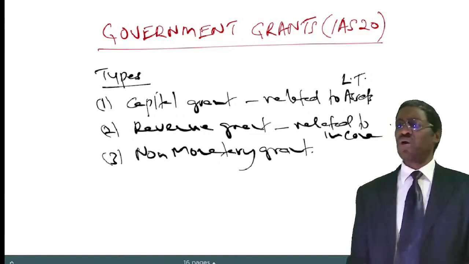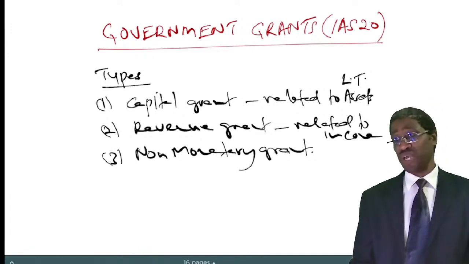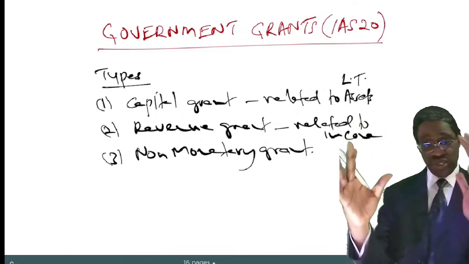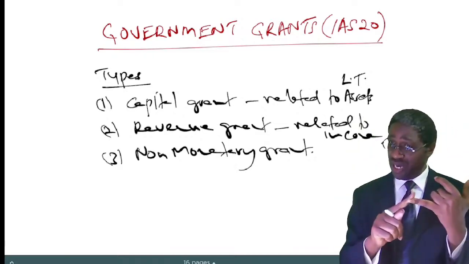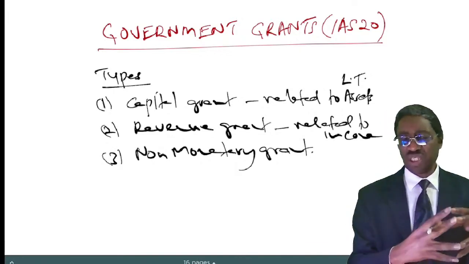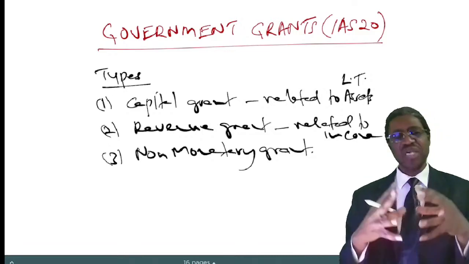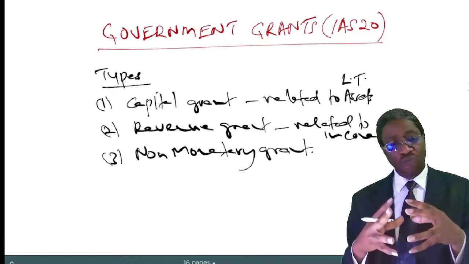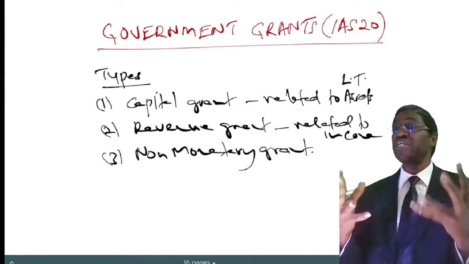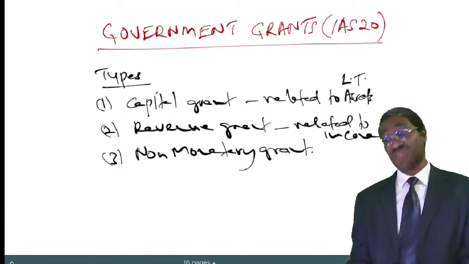Okay, before we talk about how to account for them, let's put down what we have already said. What have we said so far? We have defined a grant as any assistance by the government in the form of transfer of resources. Those resources could be in the form of cash or in kind. And there are three types of grant.